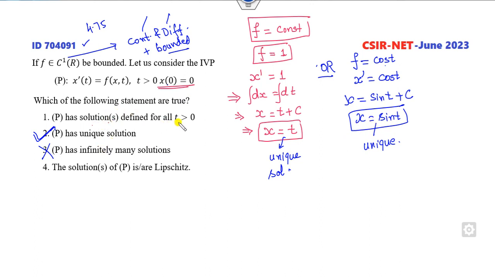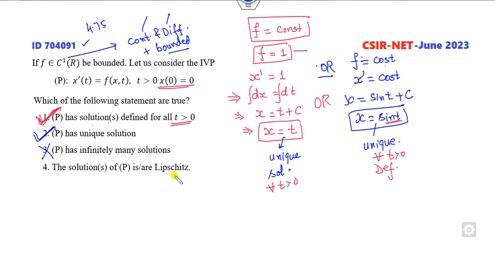P has a solution defined for all t greater than 0. Now you can see this solution is defined for all t greater than 0. This is also correct, because you can take either this example or this example. This is also the correct option.